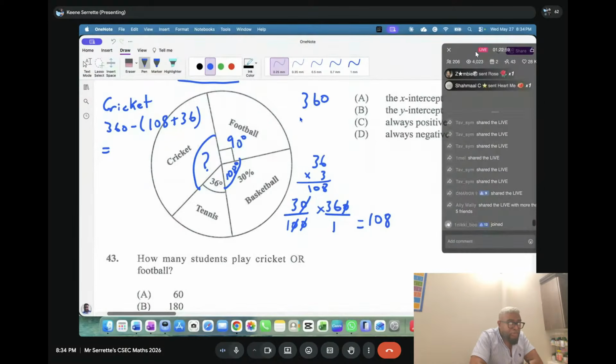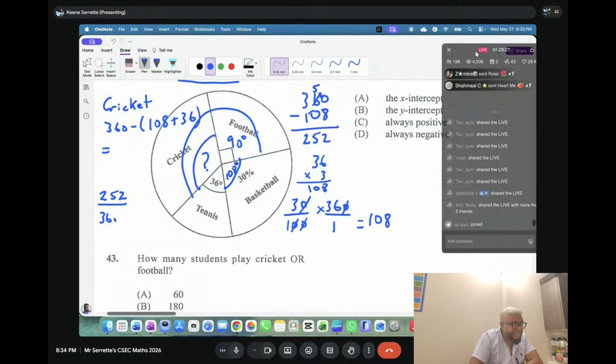360, for those who are not sure, minus 108 would be, you borrow 1 here. So this will be 10 minus 8 would be 2. 5 minus 0 would be 5. 3 minus 1 would be 2. 2, 5, 2 represents this full thing, football or cricket. 2, 5, 2.